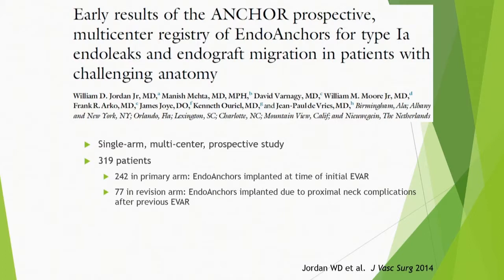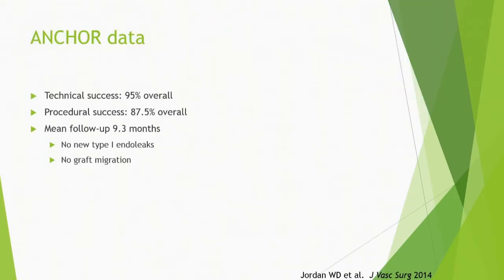The early results of the endo anchors in the anchor registry showed that it can be used both as a primary device as well as in people with proximal neck complications after previous EVARs. They showed excellent technical success and procedural success. However, there is no long-term data. I know that this device is now being trialed for patients who have necks that are very short, from 4 to 10 millimeters, and using endo anchors primarily for the procedure.